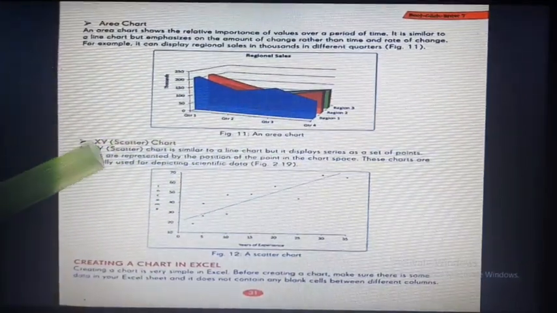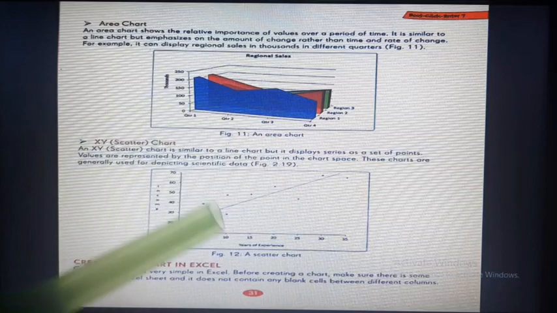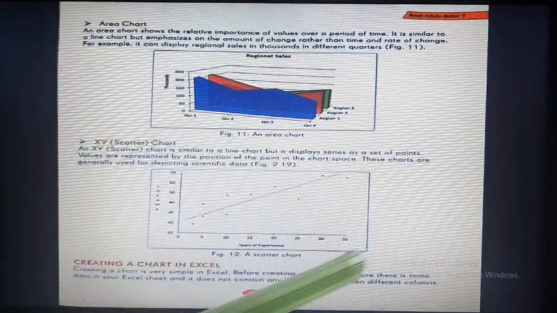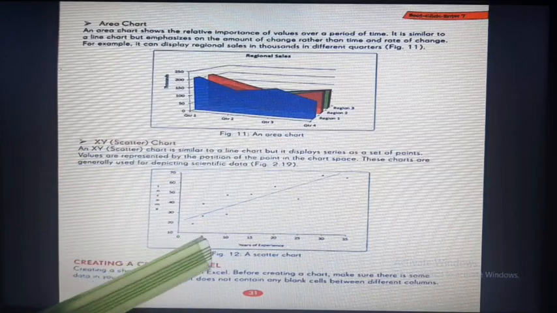Now next, XY scatter chart. XY scatter chart. Now this is more popular. You can see these types of charts in your maths also.